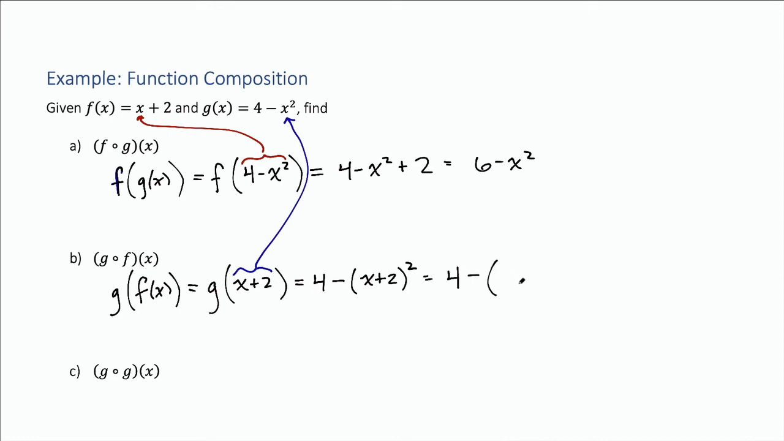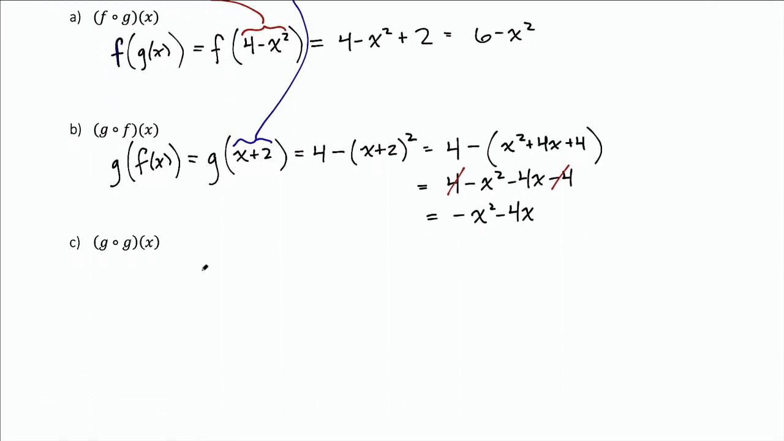We've got 4 minus x plus 2 squared, we need to FOIL that. Okay, that's x squared plus 4x plus 4. Now this negative we can distribute. We have 4 minus x squared minus 4x minus 4. And then we can cancel this 4 and that minus 4. And we're left with simply a negative x squared minus 4x.